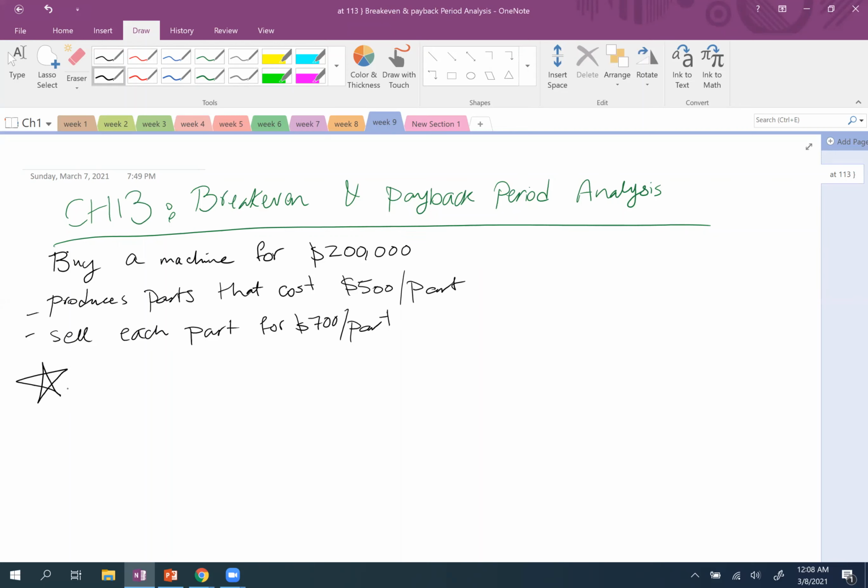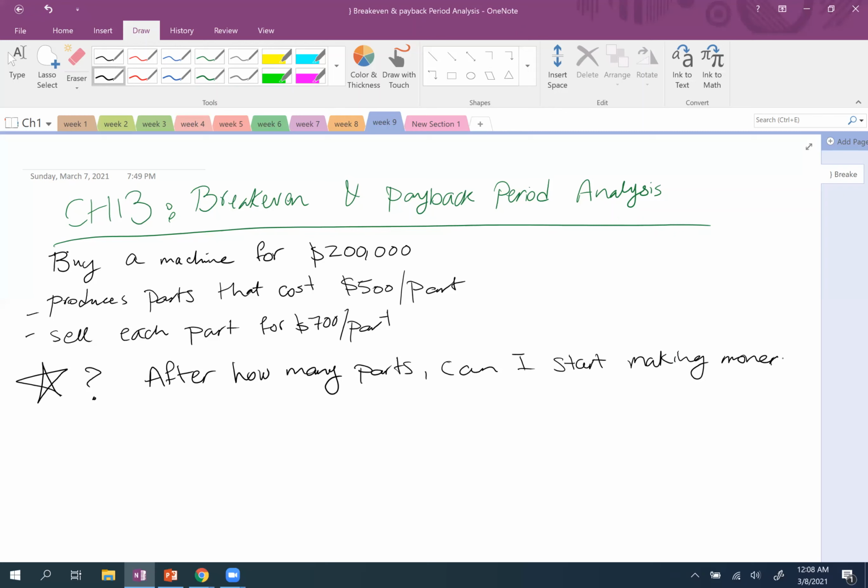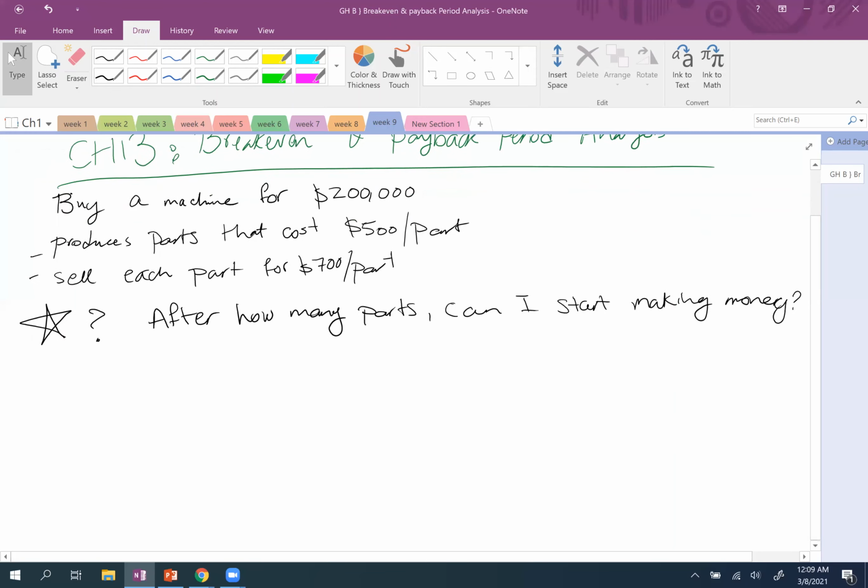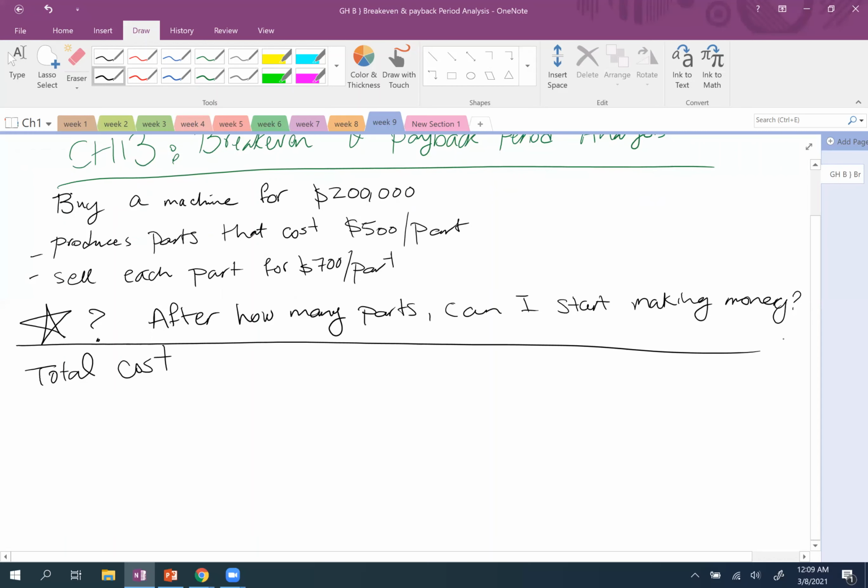So the question that we are trying to answer is, after producing how many parts can I start making money? After how many parts can I start to see some sort of benefits or profit using this machine? So let's look at what is happening in this scenario. I have a total cost, and also I have the total revenue.